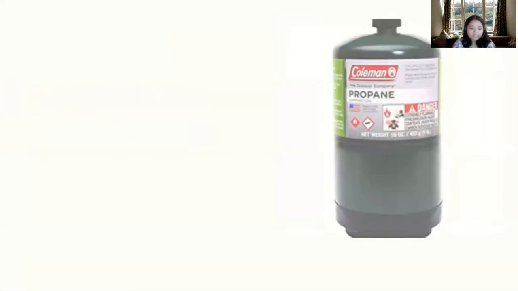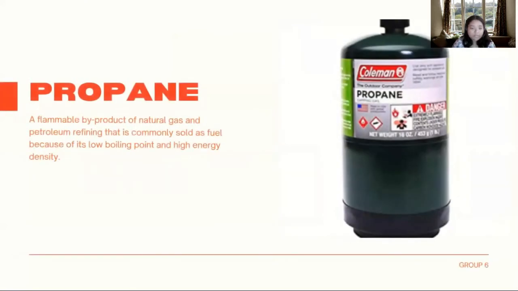Last but not least is propane, a flammable byproduct of natural gas and petroleum refining that is commonly sold as fuel because of its low boiling point and high energy density. It can easily be transported, that is why it is commonly used in a lot of households, especially for leisure outdoor activities such as camping.